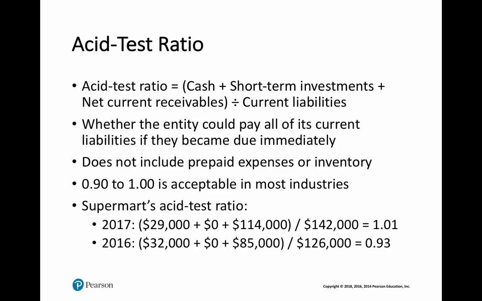Acid test ratio. So this is similar to our current ratio, but we don't look at all of our current assets. It's just our cash plus our short-term investments, plus our net current receivables divided by our current liabilities. So we're taking out our inventory, we're taking out any prepaid expenses, and it's our net current receivables. So if we have a guy who owes us $10,000 from 3 months ago, we take that out as well. The acid test ratio is really everything that's almost the same as cash, right?